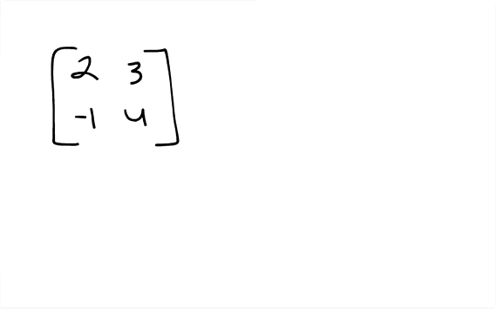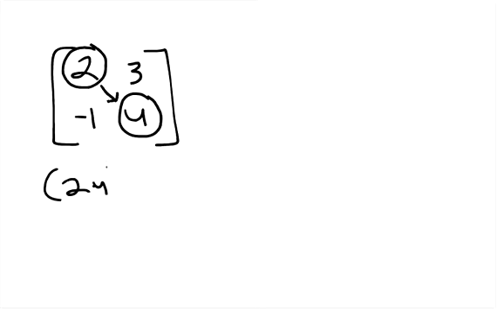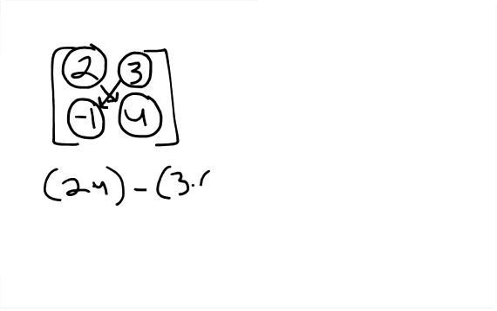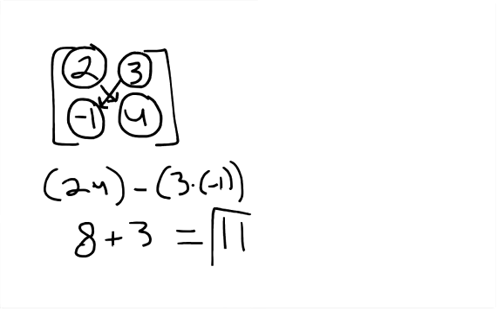So what we simply do is multiply our numbers diagonally. First, we multiply the upper left-hand corner times the lower right-hand corner, so 2 times 4, and then we subtract the product of the upper right-hand corner times the lower left-hand corner. So it would be 3 times -1, and this simplifies to 8 plus 3, and our determinant would be 11.